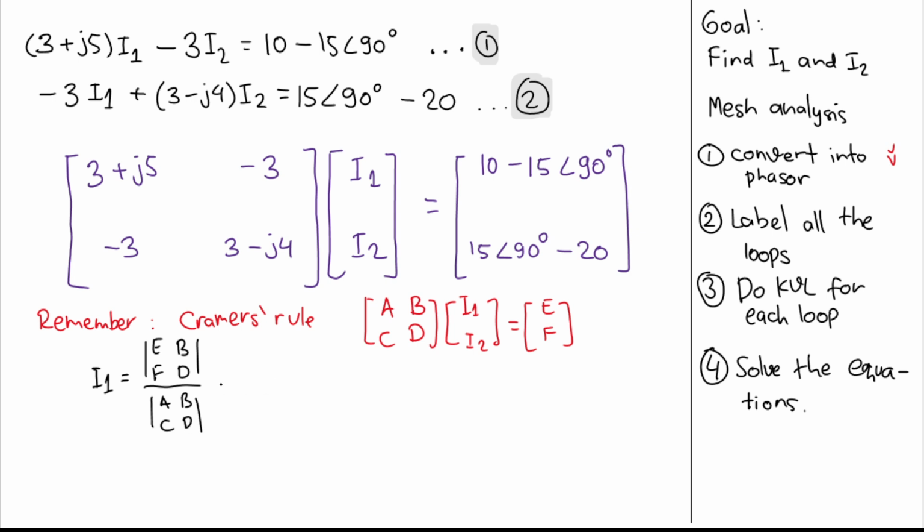Or in multiplication form, I will have ED minus BF, divided by AD minus BC. Then what else? We can get I2. How? By replacing the BD column with EF. So we will have AC here, and then this one will be BD, and the denominator is still the determinant ABCD.